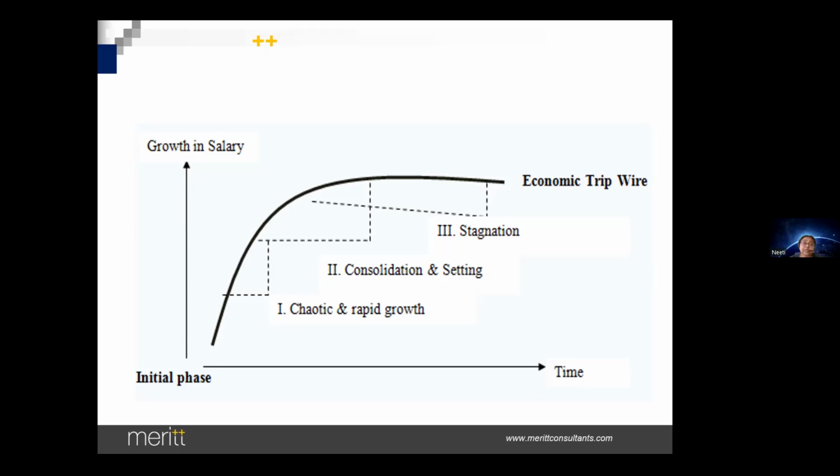Here we are just talking about the wage cost. So when do you stop outsourcing? When you reach something called an economic tripwire. Anybody who understands what is this economic tripwire? This word, economic tripwire.